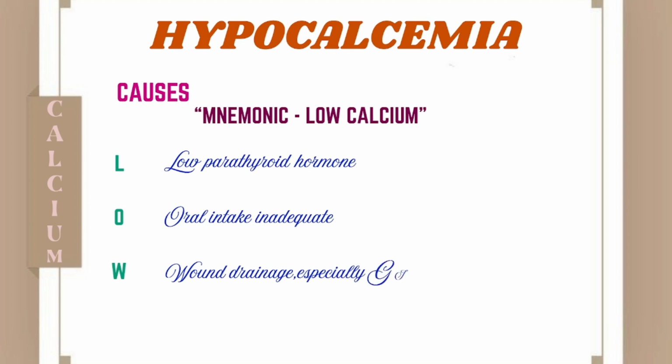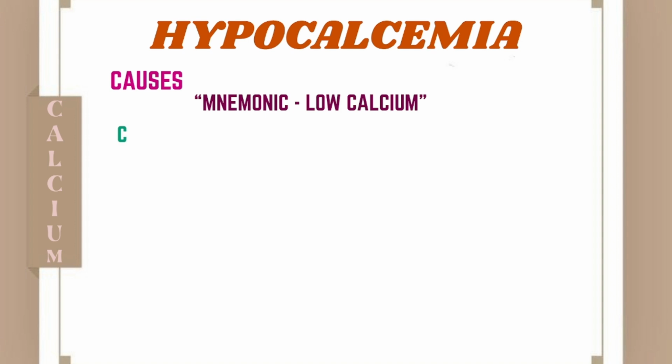W, that is wound drainage, especially GI surgery. After any GI surgery, large amounts of calcium can be lost through continuous wound drainage or drainage of fluids, due to which the end result is low calcium in the body. C stands for celiac or Crohn's disease, that is malabsorption syndromes. Celiac and Crohn's disease are malabsorption syndromes. In these conditions, there is reduced absorption of calcium and vitamin D from the intestine, due to which hypocalcemia may occur.